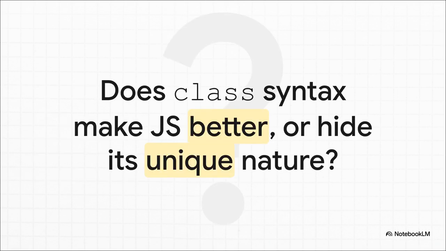And that leaves us with one final interesting question to chew on. By making JavaScript's inheritance look so much like the classical inheritance you see in languages like Java or C++, did the class syntax make JavaScript better, more accessible and powerful? Or did it kind of hide the very thing that makes JavaScript's inheritance model so unique, so flexible, and in its own way so powerful? Something to think about.